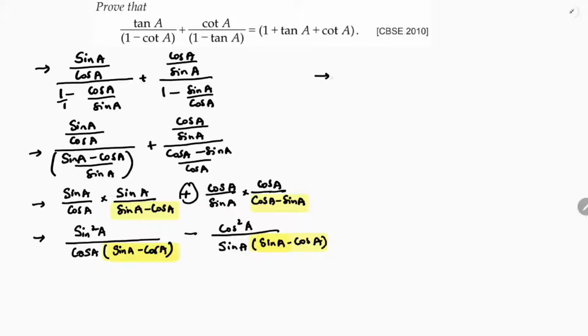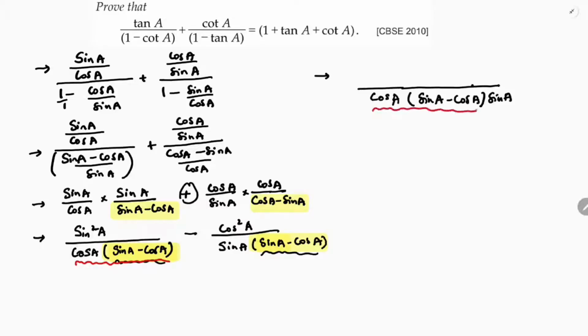Here the LCM is cos A into sin A minus cos A into sin A, because here we have two times, you can write only one, these both are the same. Now if you observe here, you have cos A into sin A minus cos A, so here you need to multiply sin A. If you multiply sin A into sin square, it will become sin cube A minus, and in the other term, sin A into sin A minus cos A, we need to multiply cos for this, so it will become cos cube A.